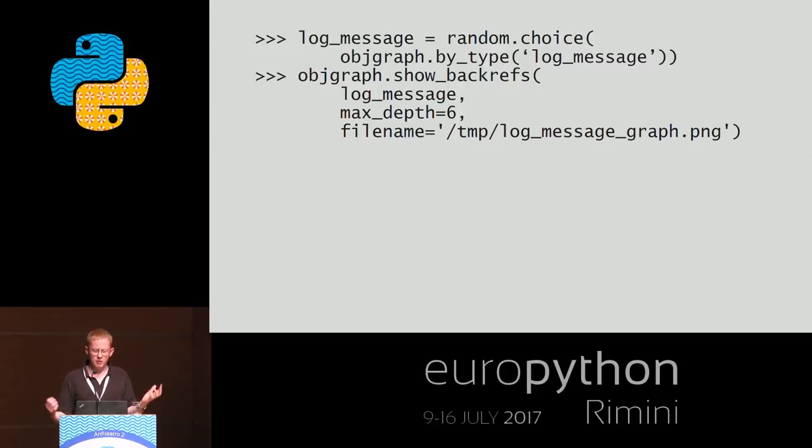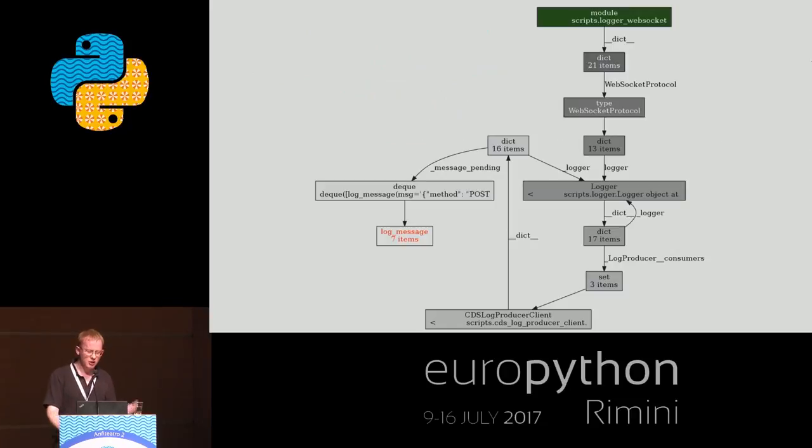I can randomly pick a log message that's in memory, and then I can ask ObjGraph to draw me all the back references to those objects. So I came up with a diagram like this, which I have to say I was a bit disappointed with, because that's exactly right. It shows the architecture of the program, which is a bit messy, but it was exactly what I was expecting: the log message on that deck will get processed and will free the memory after time. But that didn't fit with the symptoms of the bug.